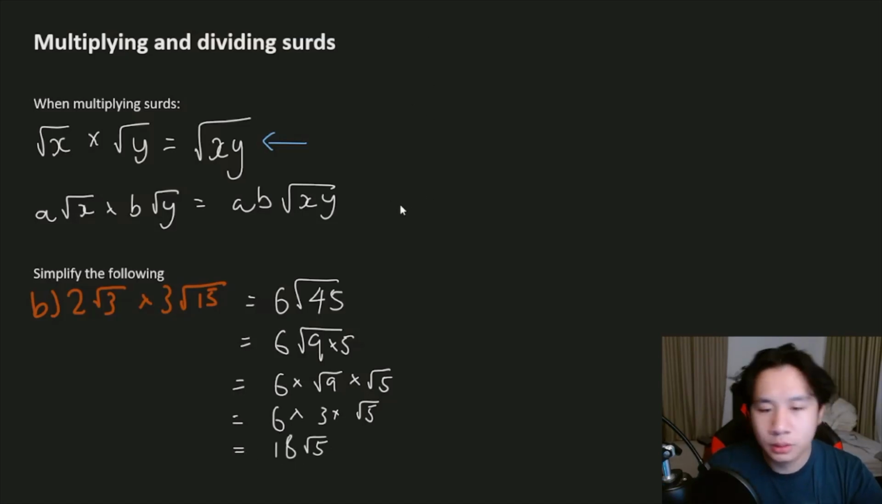Now, if you really want to, you can skip these two lines. You don't really have to write them, but I'm just writing it so it's more clear to see what's really happening.